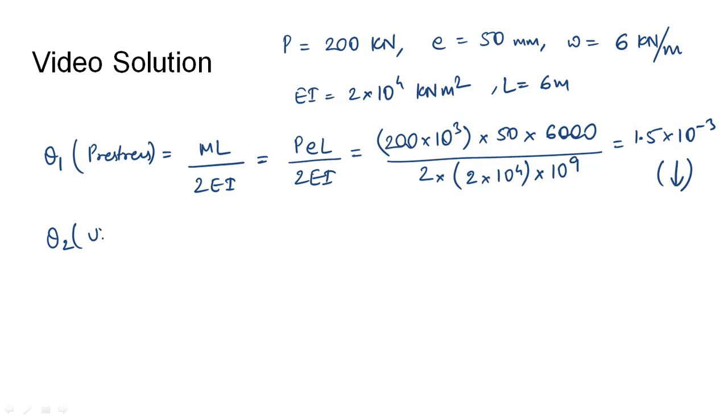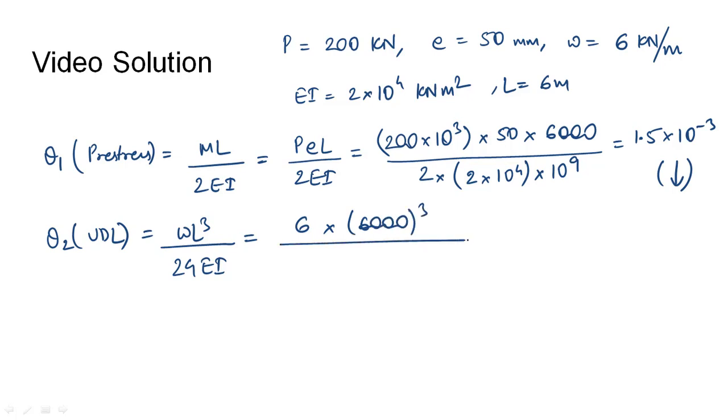Secondly, theta 2 due to the UDL that we saw in the previous slide is WL cube divided by 24 EI. Substituting the values, W as 6, it will be the same in CGS, length which is 6000 cubed divided by 24 into 2 into 10 to the power 4. This should be operated with 10 to the power 9 to convert it to CGS units. The final value would turn out to be 2.7 into 10 raised to the power minus 3, which would be upward in direction as seen in the previous slide.